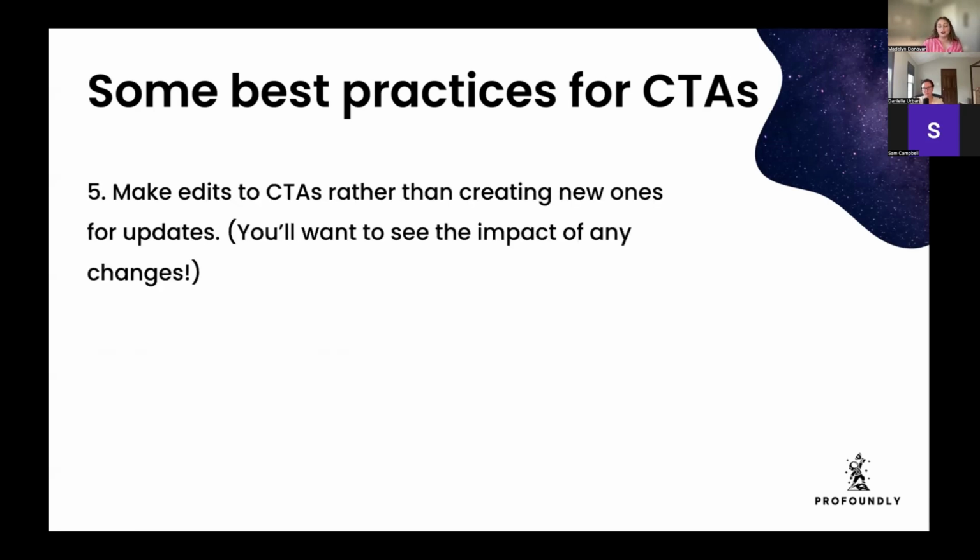Number five, make edits to CTAs rather than creating new ones for updates. This kind of relates to the other ones, but again, just don't dilute your data. You want to keep all of your data in one object, if we want to call it an object, one instance of this CTA's object. If you are making any changes to your CTA, you want to see the difference that those changes made. So rather than creating a new version, if you're going through a rebrand or, I don't know, you're just changing the color, changing the text, whatever, if it makes sense, try to keep using the same CTA so that you can track success over time. That's the whole point of measuring analytics.